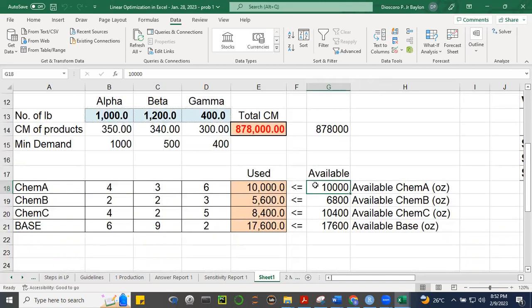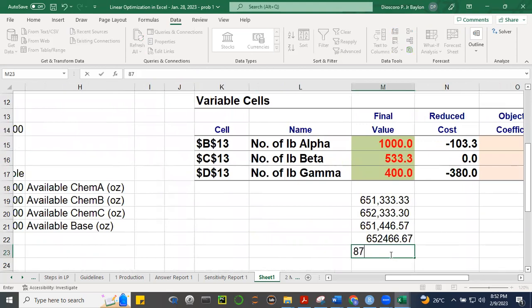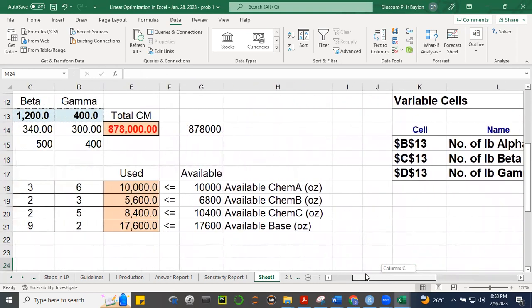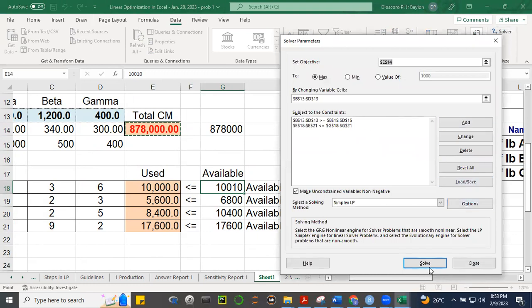Up to 10,000. What happens if this is now 10,000, wait, dali. I-record natin to, 878 para yung galaw niya. 878, 1, 2, 3. Naging 878, no? Yan, 878. If this became 10,010, lumampas na siya dun sa range ng feasibility, ha? Okay? Then, data, solver, alright? Run natin, solve natin.